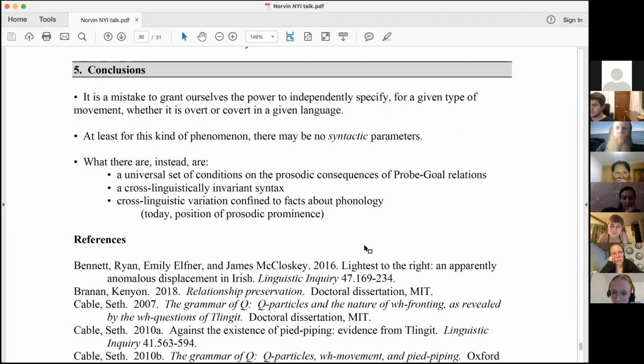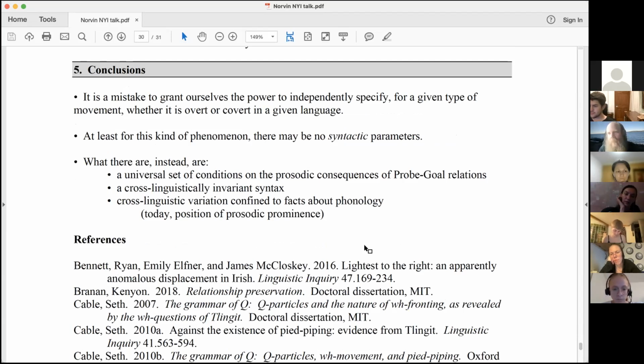What's the conclusion? I started out by telling you we have some syntactic parameters that are standardly assumed. Some languages move their WH phrases, some don't. Some raise the verb to T, others don't. The proposal I've been making is that this is the wrong way to think about things. At least for the kinds of phenomena I've been talking to you about here, it's possible that there aren't any syntactic parameters. What there are, are universal conditions on the prosodic consequences of probe-goal relations.